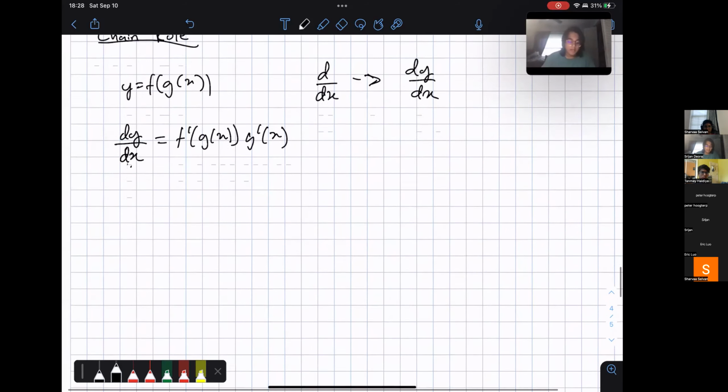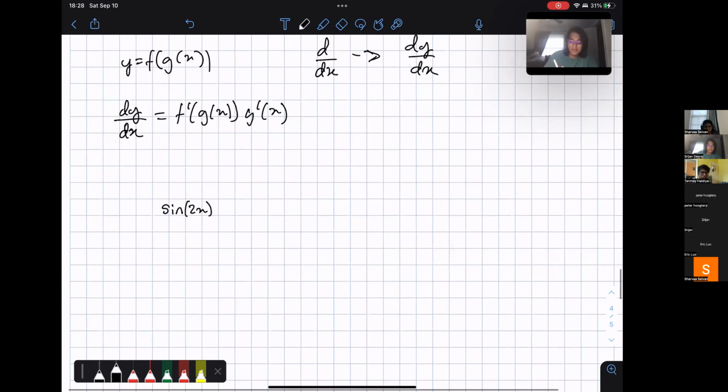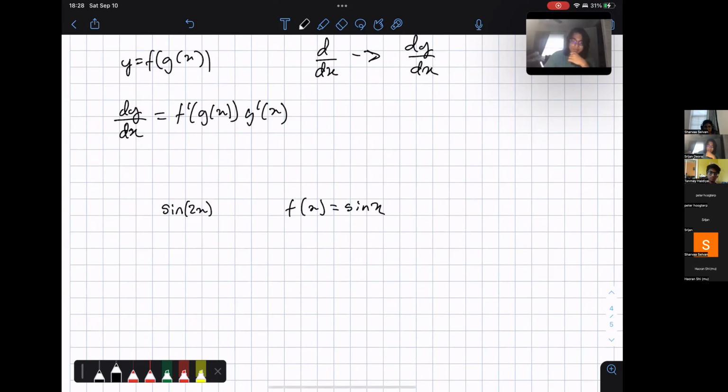And so, for example, let's do sine of 2x. With chain rule problems, it's always helpful, at least when you're first starting out, to write them as what is f of x and what is g of x. And so what we need to do is we have to say that f of x is equal to sine of x, and we say that g of x is equal to 2x. So then that would mean that f of g of x is equal to sine of 2x.